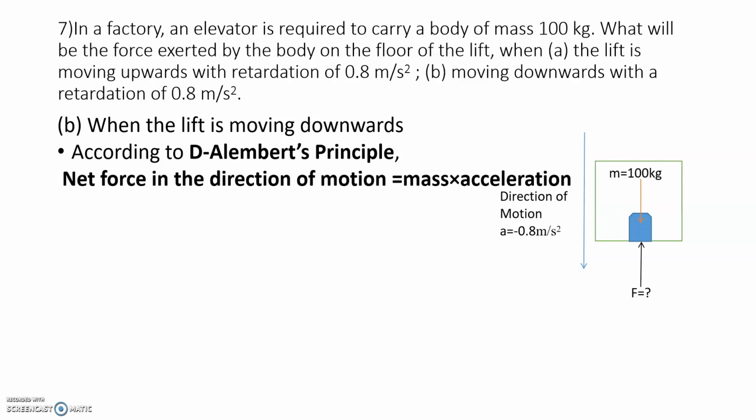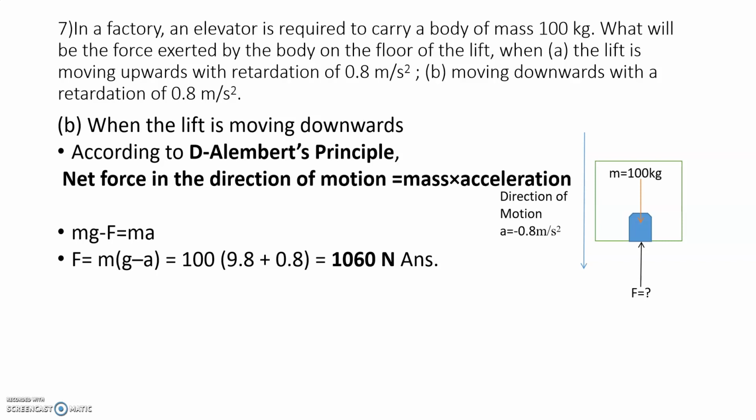According to D'Alembert's principle, net force in the direction of motion equals mass into acceleration. That is mg minus F equals ma. Why mg? I am writing it first since it is a positive value. Since mg is in the downward direction, and the direction of motion is also downwards, mg will be written first: mg minus F. Why is F negative? It is against the direction of motion, so F will be negative. mg minus F equals mass into acceleration. You substitute the values so that we will get the force exerted by the body on the floor of the lift as 1060 Newton.